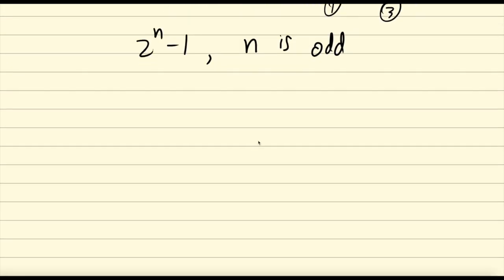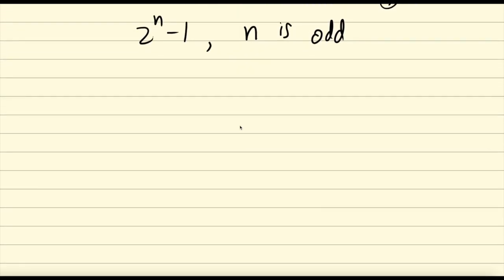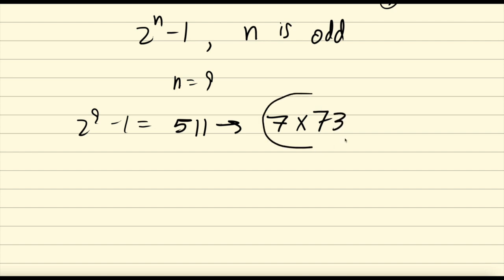Basically, if you take 3 as an exception, all Mersenne prime numbers have n odd, but the converse need not be true. If n is odd, 2 to the power n minus 1 need not be prime. Let's take n equal to 9. 2 to the power 9 minus 1 is 511, and that is 7 times 73. So by definition this is not a prime number.